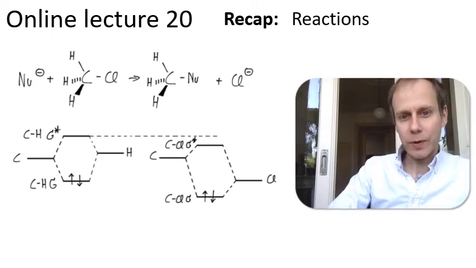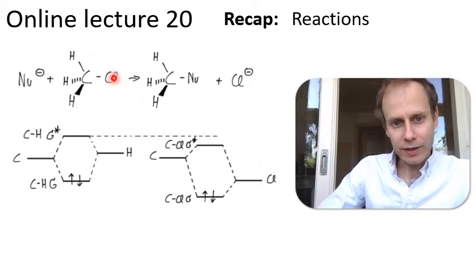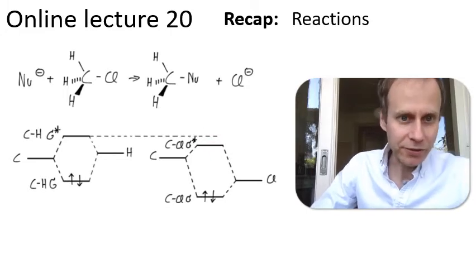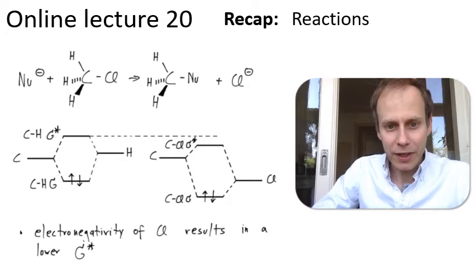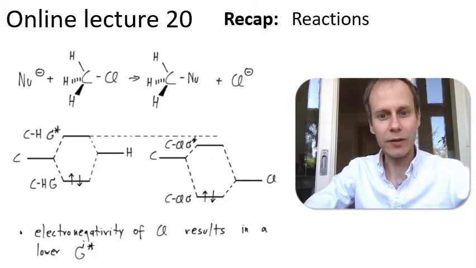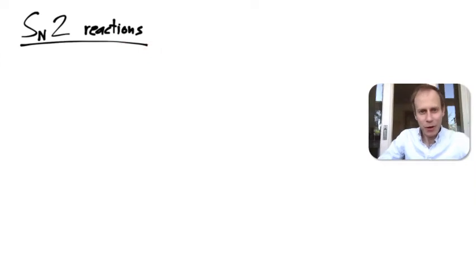So the reason why this reaction happens is because the chlorine in the initial electrophile molecule is lowering the energy of the sigma star orbital, which is the LUMO orbital, and that makes the LUMO-HOMO energy match more compatible, and therefore the reaction is favorable. So today we will talk more about such substitution reactions, and we'll classify them in different types.